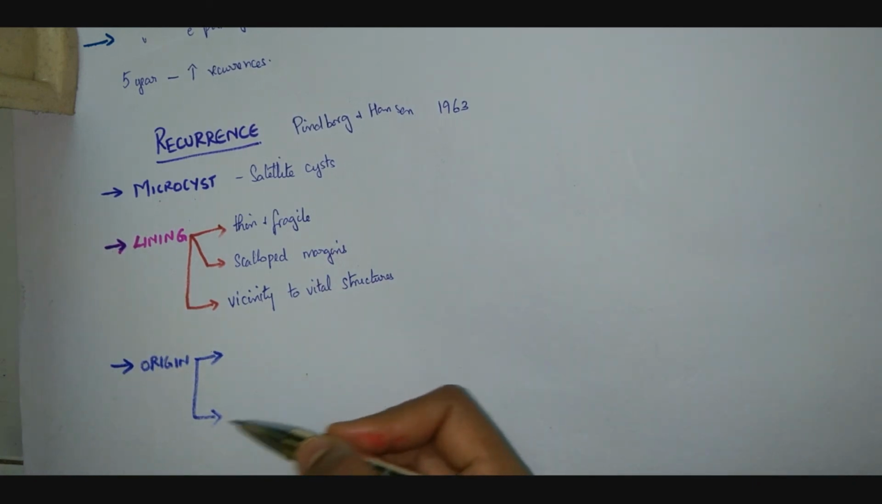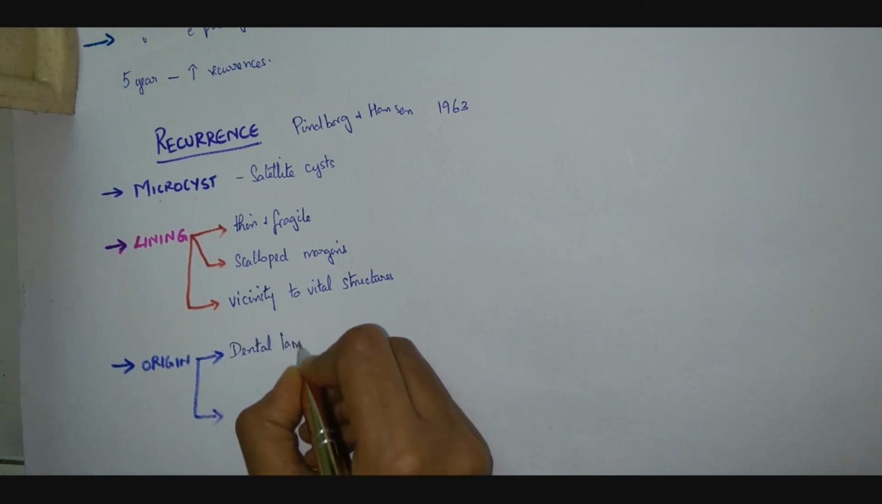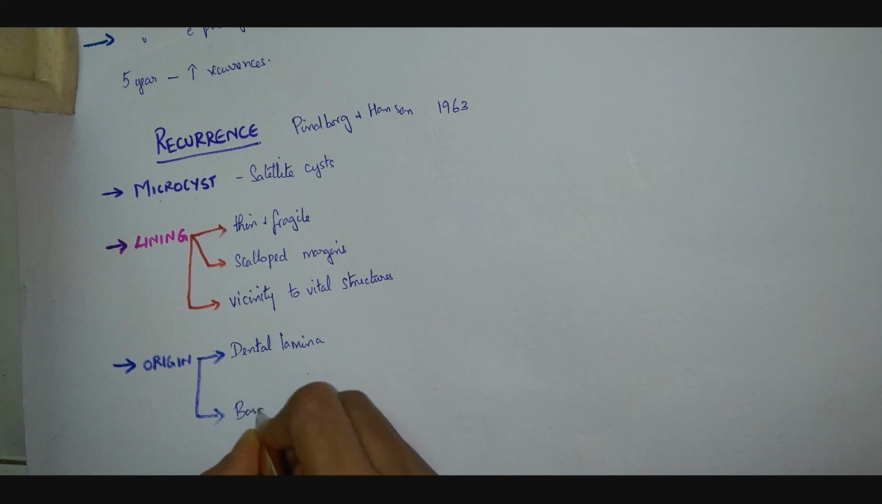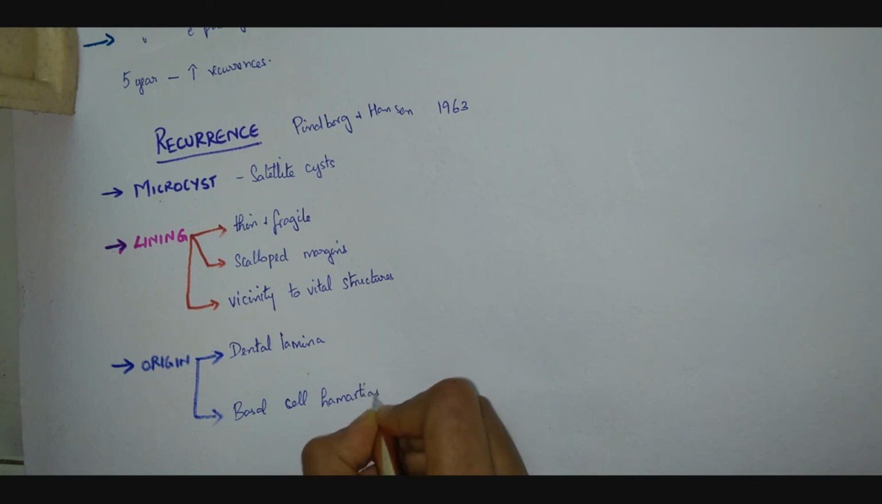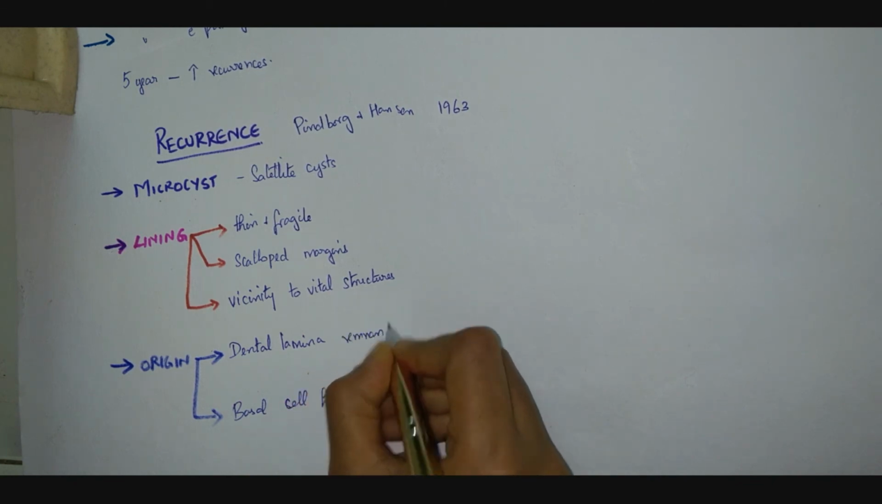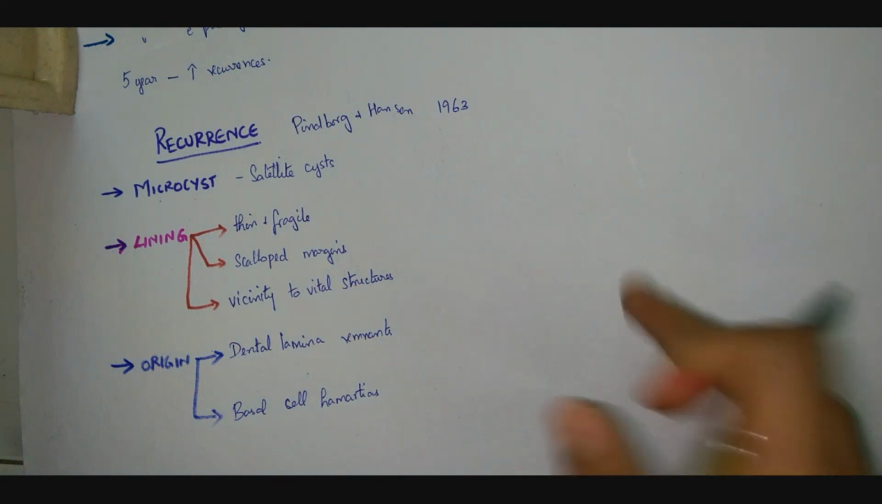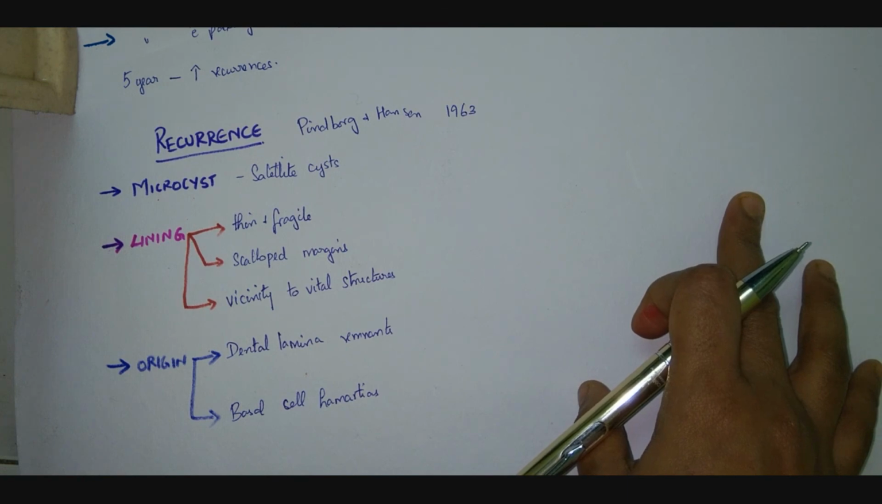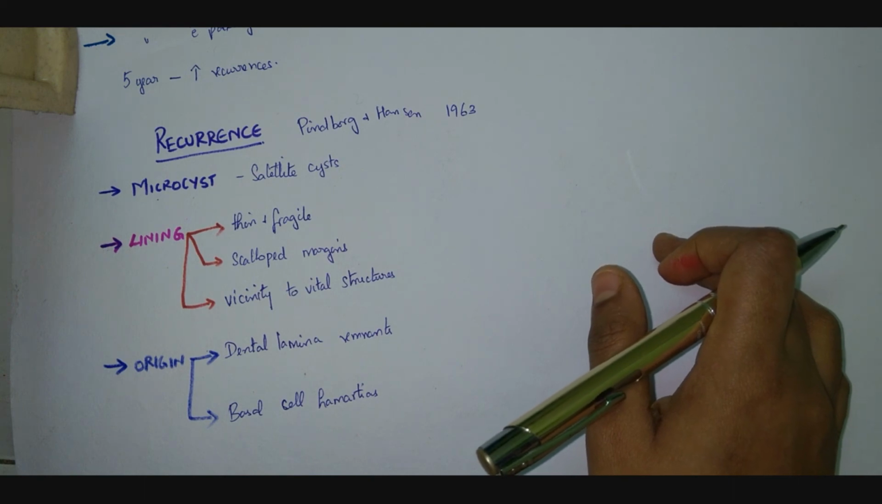Discussing the origin, we already saw two origins, that is the dental lamina remnants and also the basal cell offshoots or basal cell hamartias. When any remnants of the dental lamina are left behind, that can result in recurrence. And since the basal cell hamartias can also be thought of as the origin for odontogenic keratocyst, the overlying mucosa also needs to be removed. The overlying mucosa, if not excised properly, can also result in recurrence of odontogenic keratocyst.